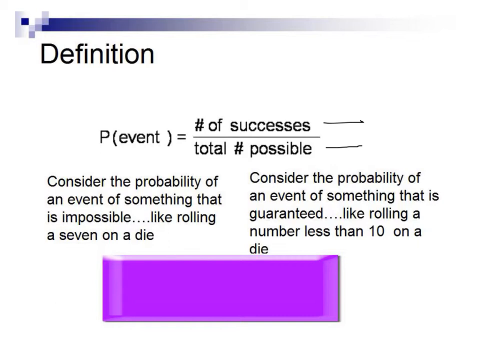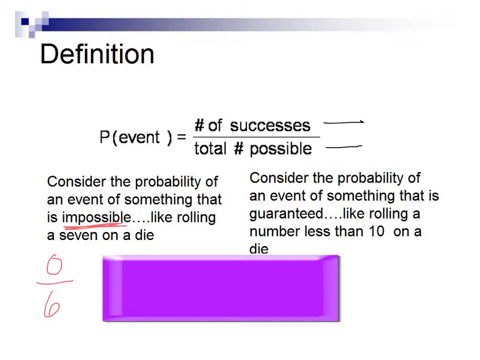But first of all, understand that when you're doing probability, you have a range of values you can end up with. If you think of something that's totally impossible, like rolling a 7 on a die, well, it only goes 1 through 6, so it's not going to happen. So there would be 0 successes out of a total of 6 possibilities when you roll that die. That's just going to reduce to 0.